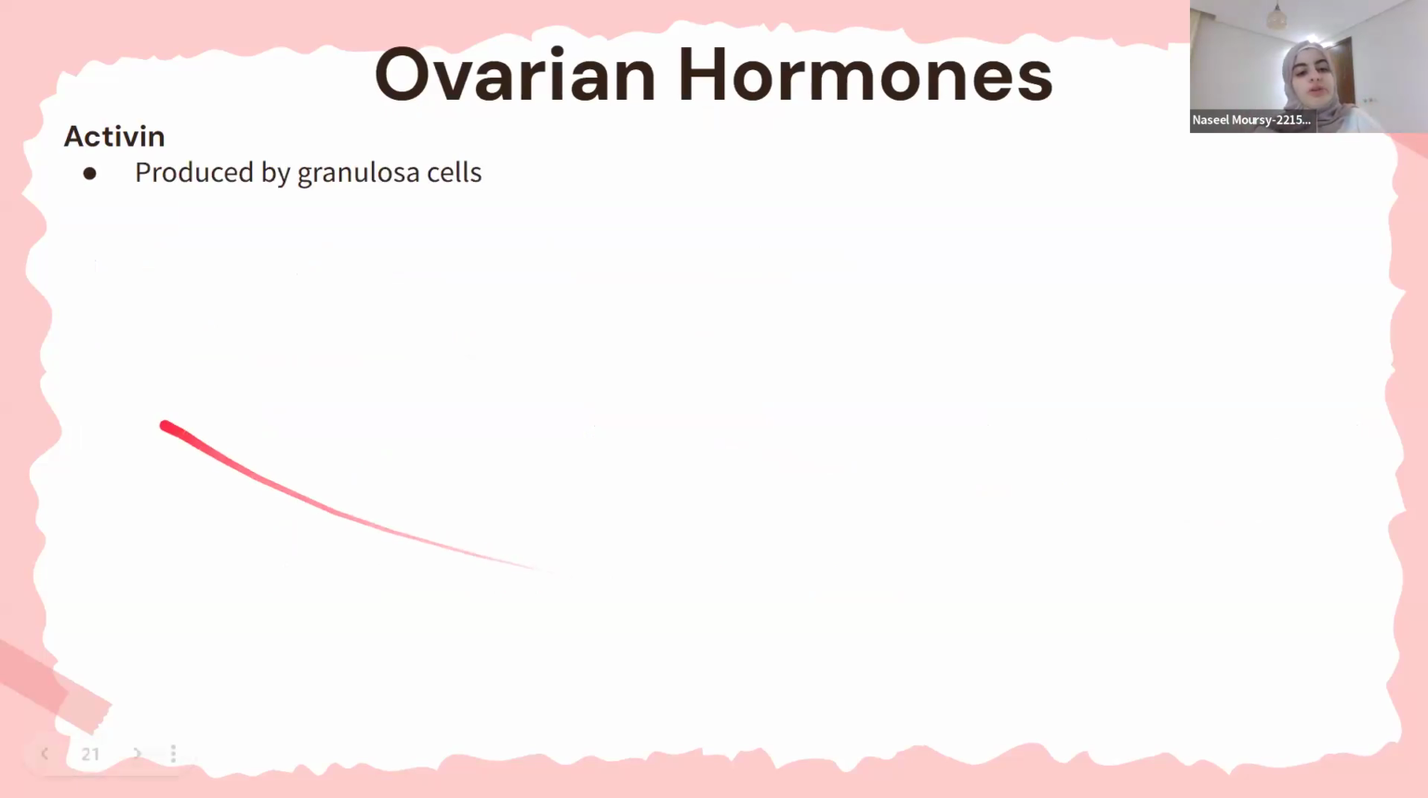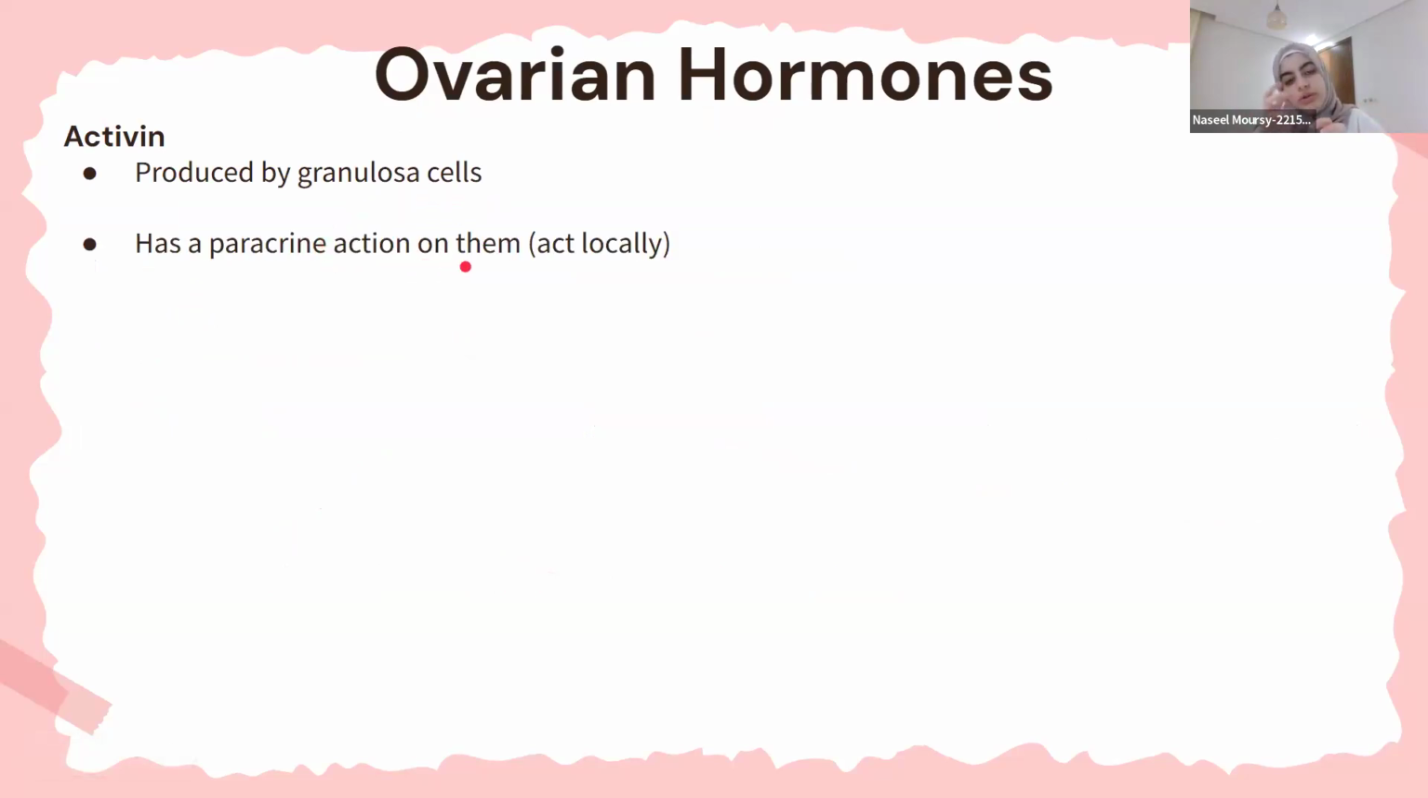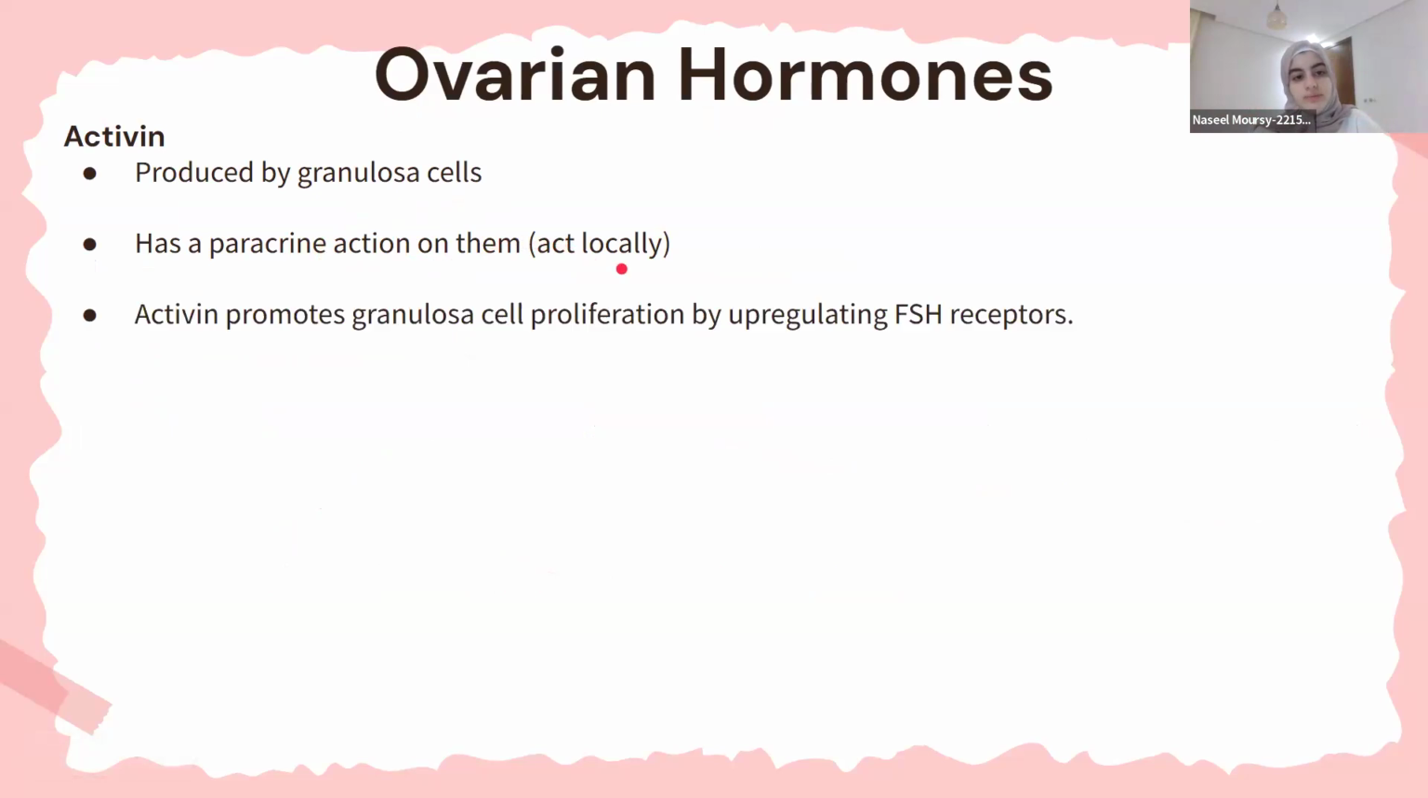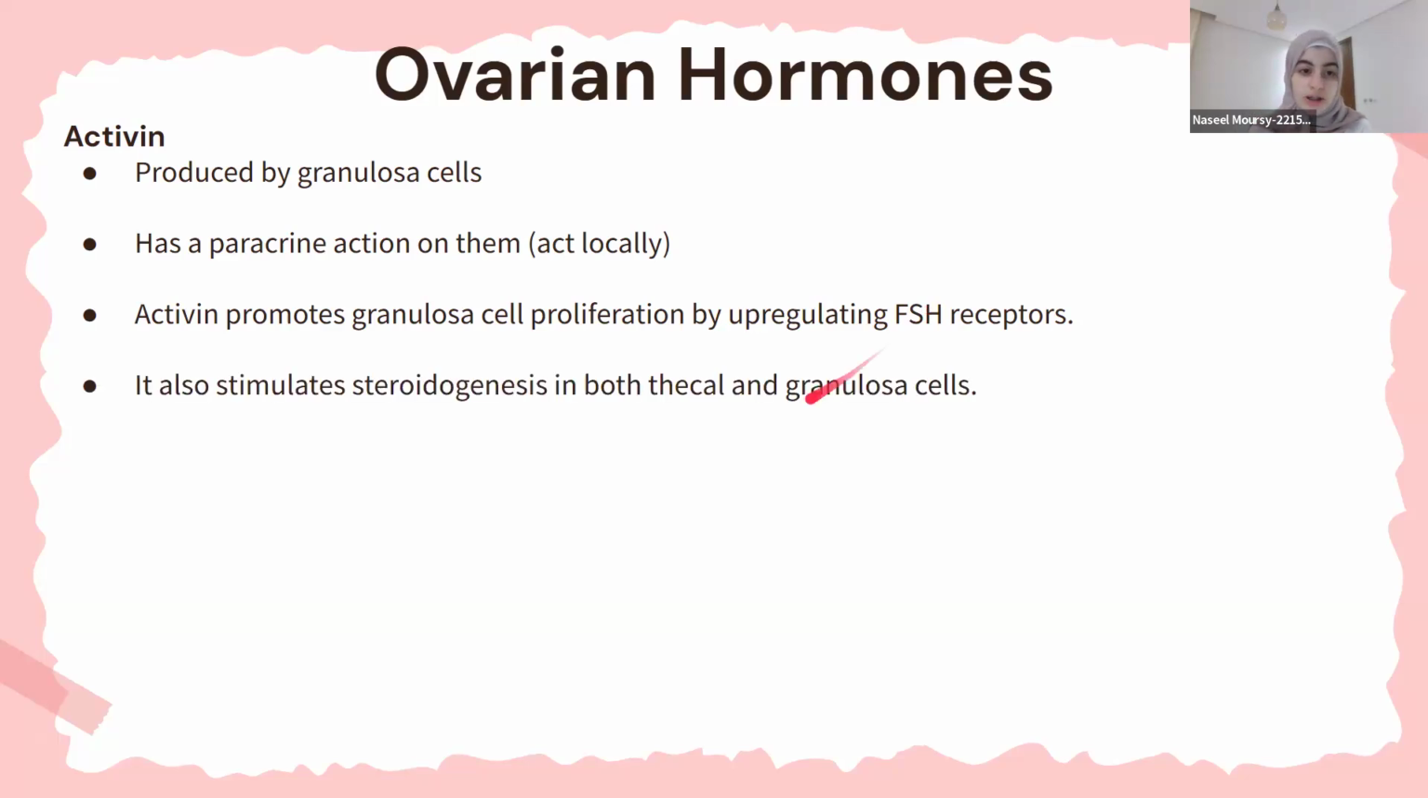Okay, so it's produced by granulosa cells. It has a paracrine action, meaning that it's produced by the granulosa cells and it acts on the granulosa cells as well. Okay, and it acts locally. So the activin promotes granulosa cell proliferation by upregulating FSH receptors. Because FSH receptors are upregulated, you get more stimulation of granulosa cells to proliferate. It also increases hormone synthesis, so it stimulates steroidogenesis in both thecal and granulosa cells.